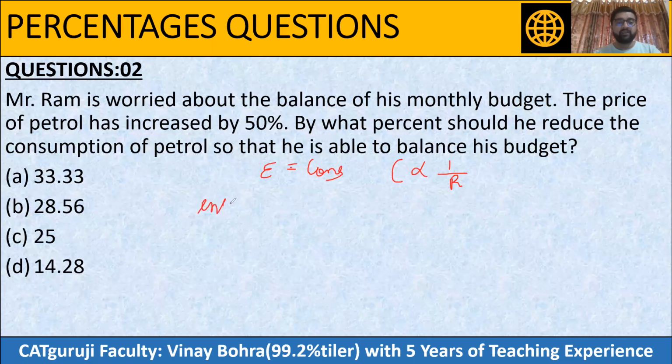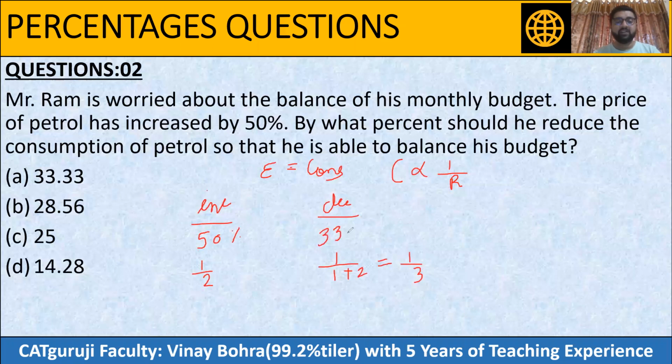Now, what is given here? We can directly use the shortcut method here, increment, decrement. Your price of petrol is increased by 50%. So increment is 50%, which can be written as 1 by 2. So your decrement has to be 1 by 1 plus 2. That is 1 by 3. And this 1 by 3 is nothing but 33.33%. So that is your answer for this particular question. Okay, let us see the next one.